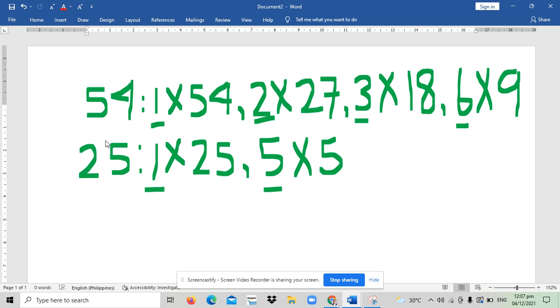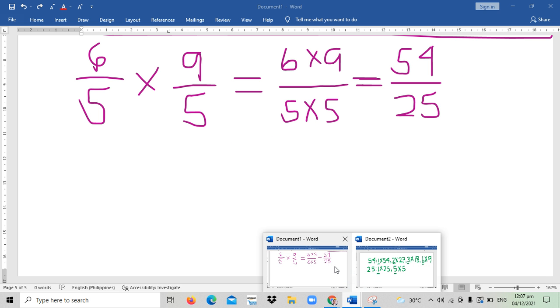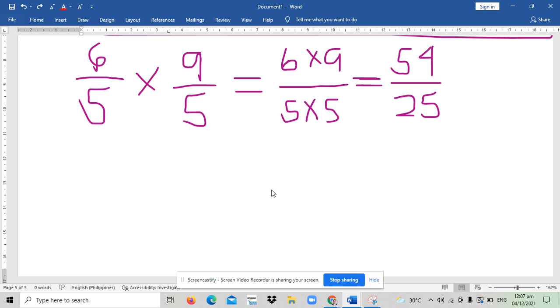If the common factor is only 1, it means you will not reduce the answer 54 over 25 anymore, since the GCF is 1. Okay? So that means 54 over 25 is already the simplest form for the answer.